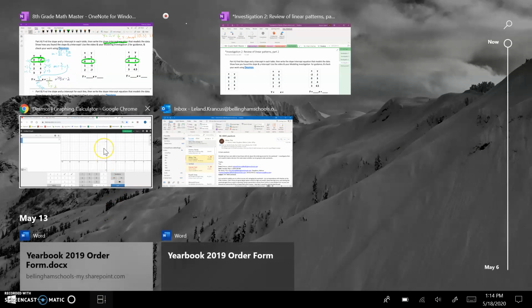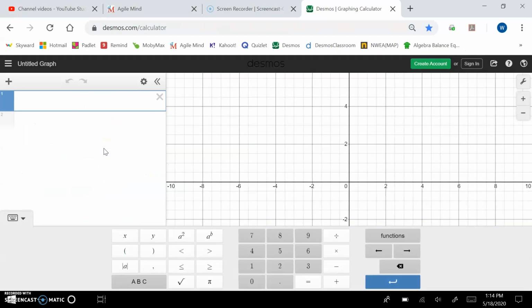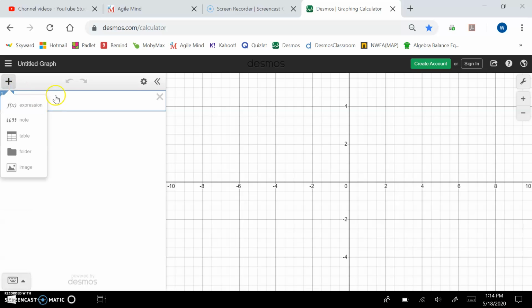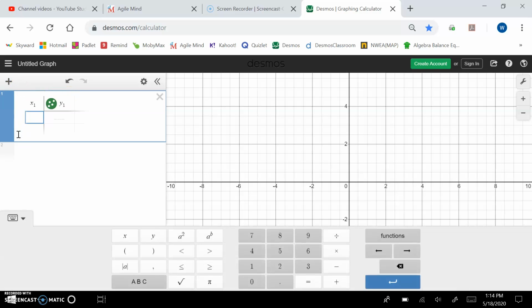So first, if you click on that link, you'll get a window in Desmos. It looks like this. You can apply all sorts of stuff to this graph. You can put tables in, you can put equations in, and you can change the way it looks. But we're just going to put in, first of all, the table of values that we used to write the equation. So I'm going to add a table.